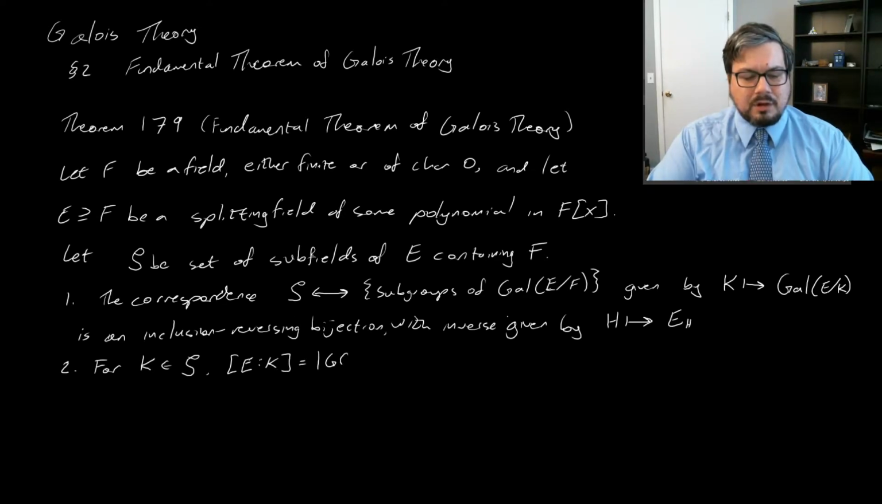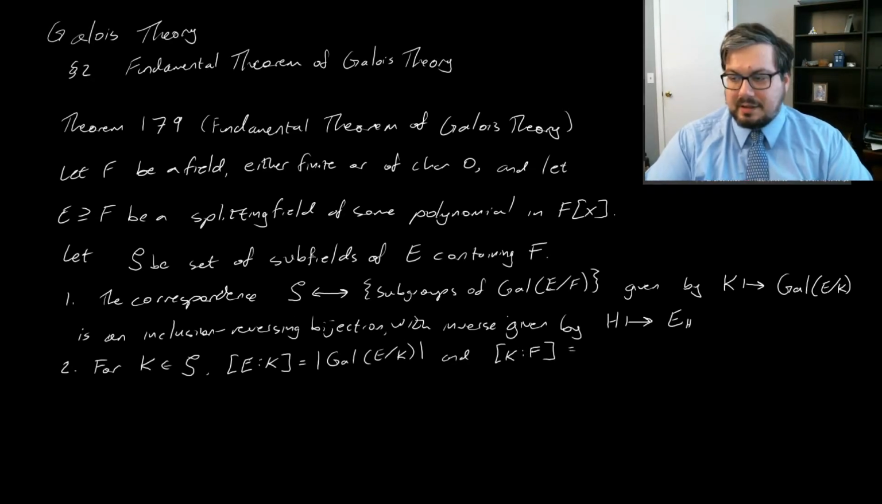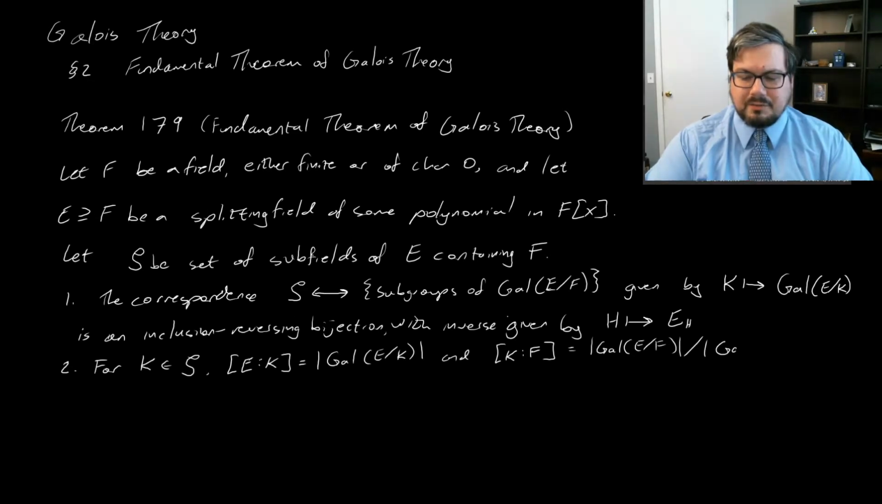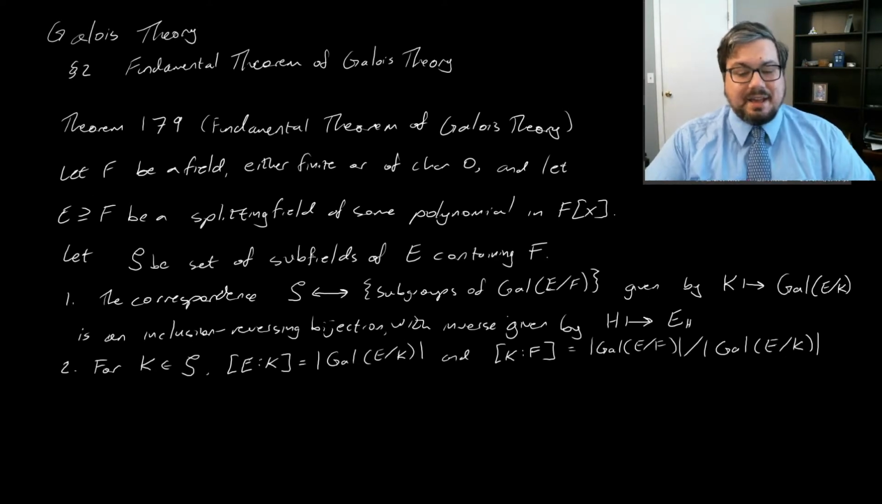is the order of the subgroup, the Galois group of E over K, and we have that the order of K over F is equal to the order of the Galois group of E over F divided by the order of the Galois group of E over K. This last equation here is really just using the previous fact along with Lagrange's theorem.